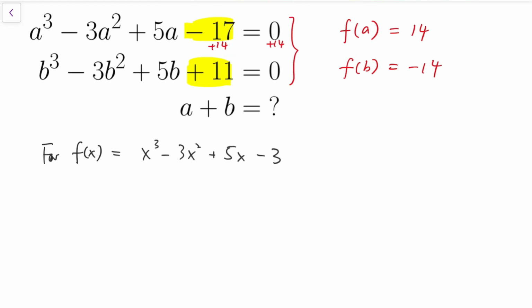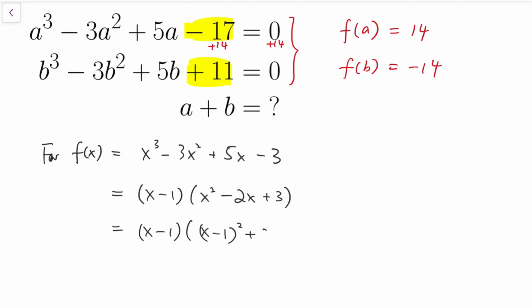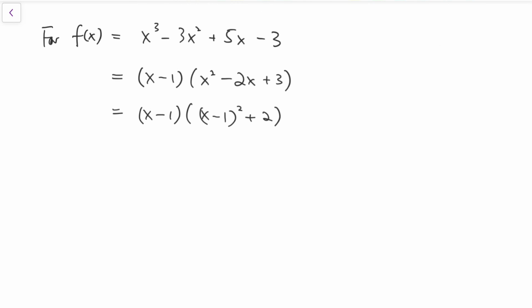In fact, it can be factorized as the following. It actually contains a factor x minus 1. If we divide f of x by x minus 1, the quotient is x squared minus 2x plus 3. And I can further rewrite that as x minus 1 all squared plus 2. So in fact, f of x is equal to x minus 1 all cubed plus 2 times x minus 1. So I can actually rewrite the whole thing in terms of x minus 1.